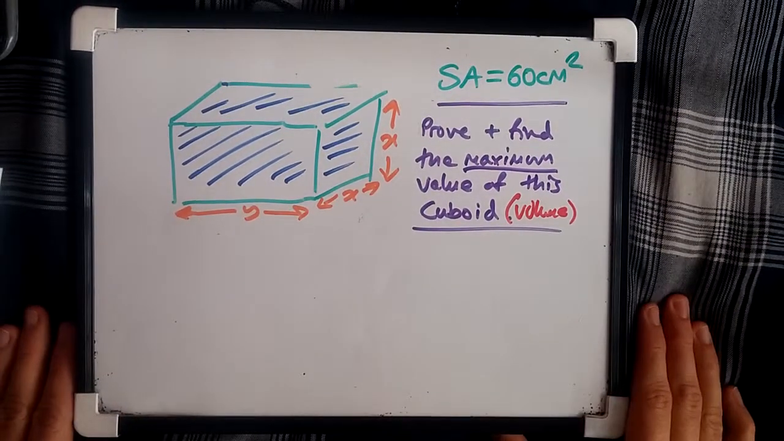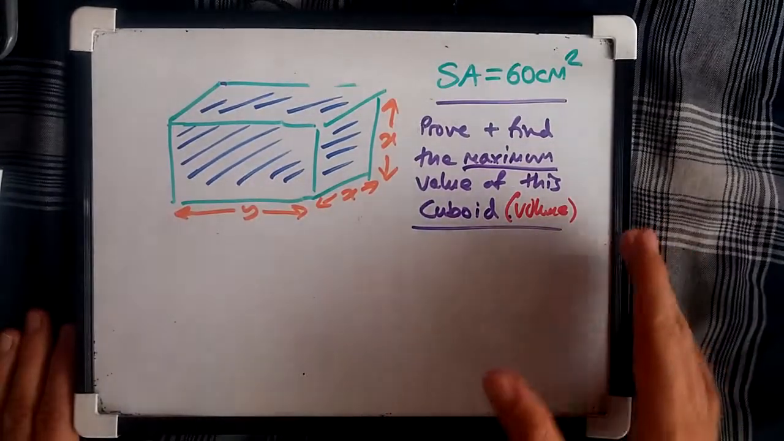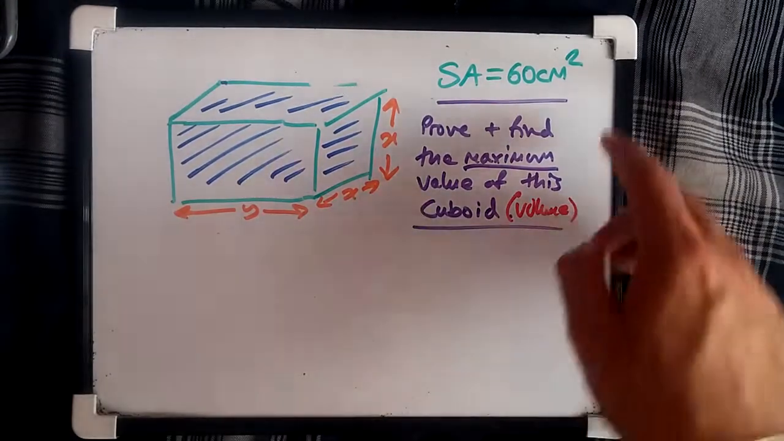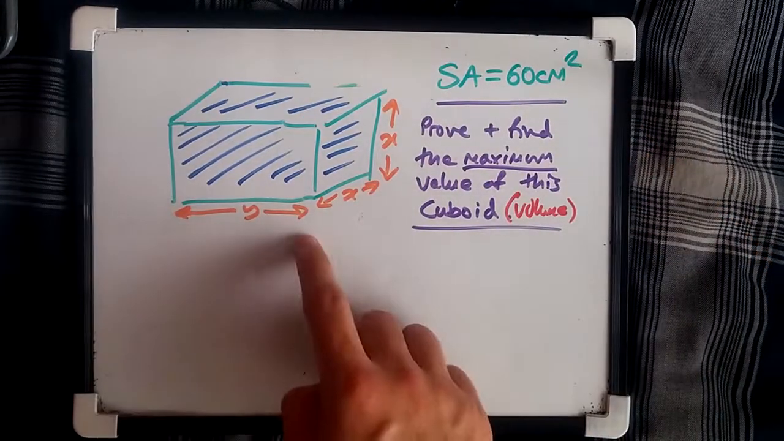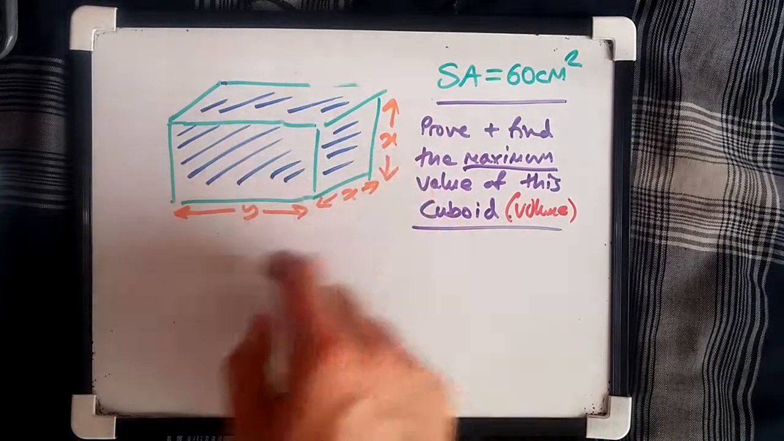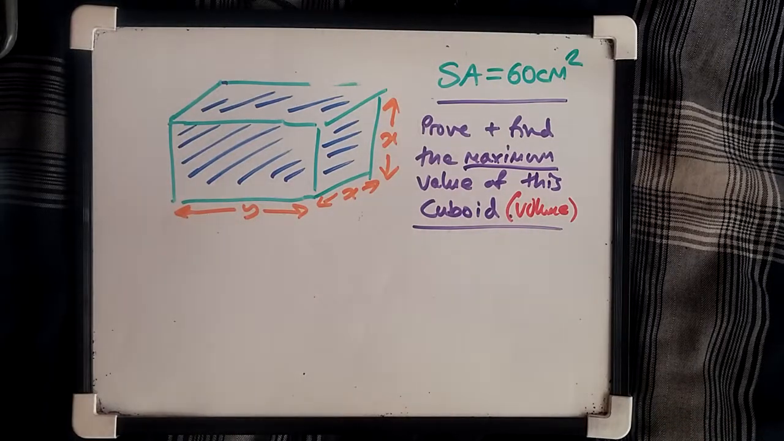So in this case, we're given a cuboid as an example now. And here we're trying to prove and find the maximum value of the volume of this cuboid. We also know that we're given a surface area of 60, with lengths y, x and x. This of course implies that this part is a square and this part is a rectangular base. So without further ado, let's kick it off.